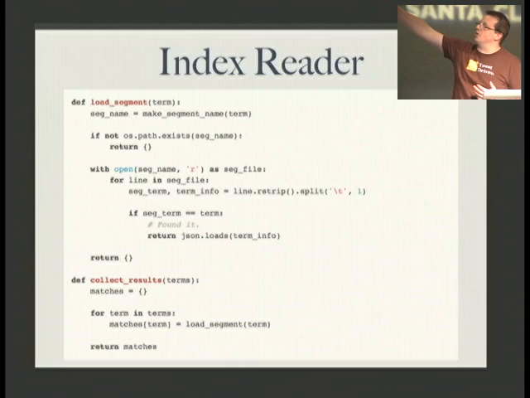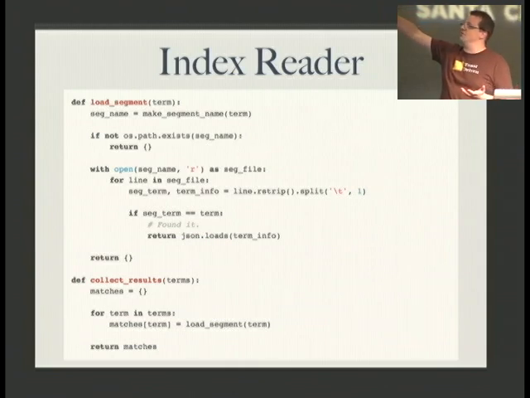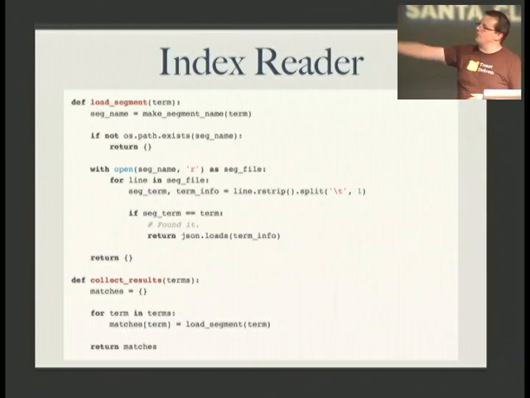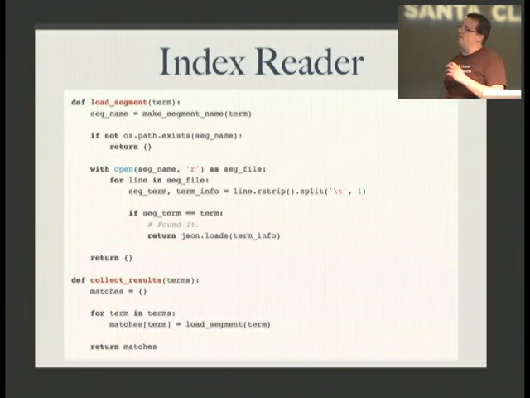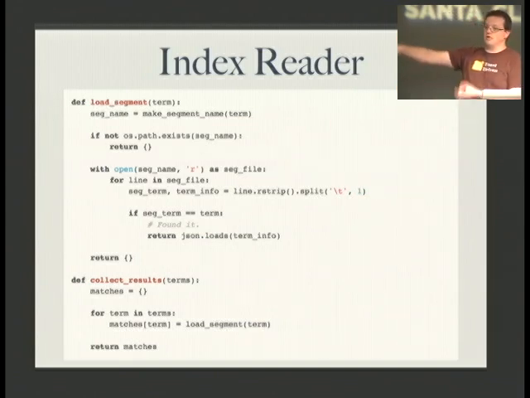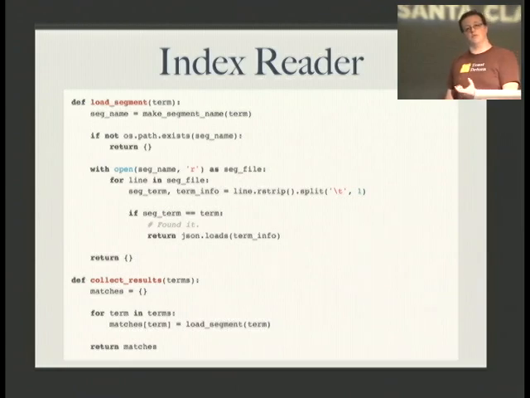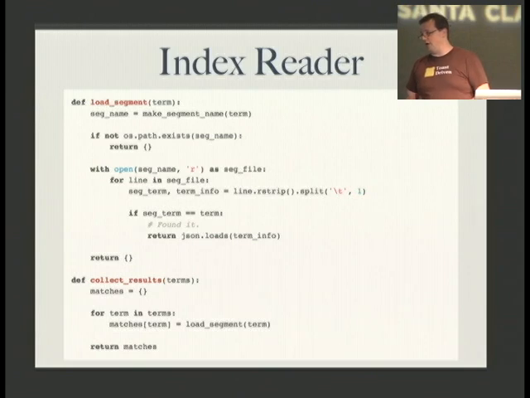We make a segment name so that we know what the file name of the term is. Check if it's there. If it's not, we just return nothing. If it's there, we go through and we start ripping through the file. There are more efficient ways to do this, but we're splitting on the tab for now so that we've got the term and the info. Say we entered hello as our user query, and we found HEL in the segment, we're going to pull out those results because we found a match. And collecting the results is simply a matter of going through all the terms that were generated from the user query and applying that load segment to those terms.